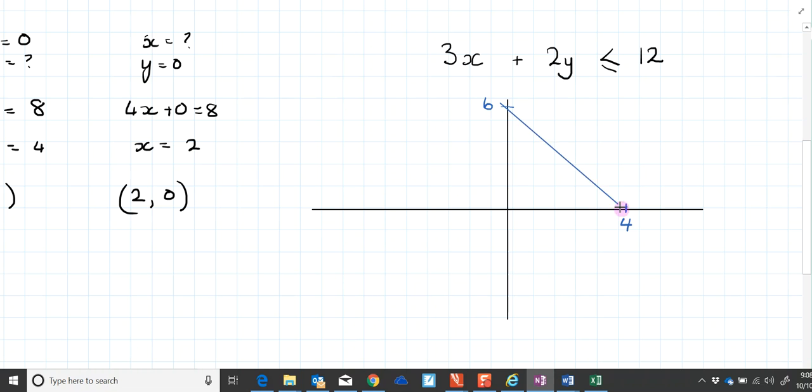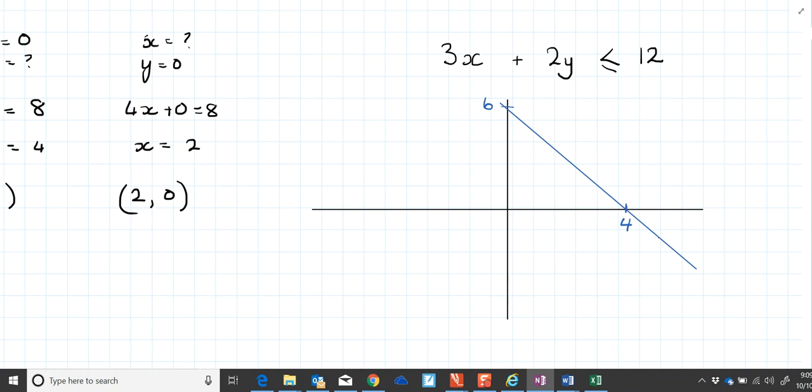Okay, so here's my line. What does that line represent? That's the equal to. So the line represents all points equal to 12. That's like the border. Right. Ethan, got a question?